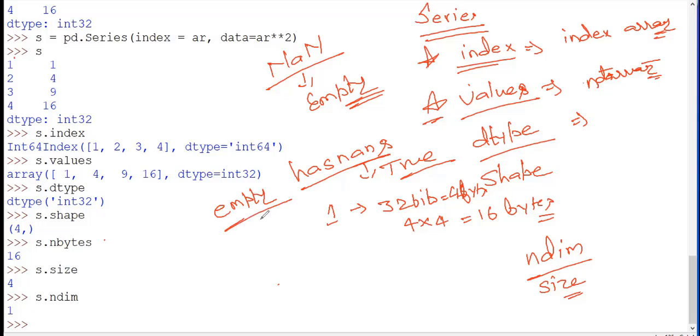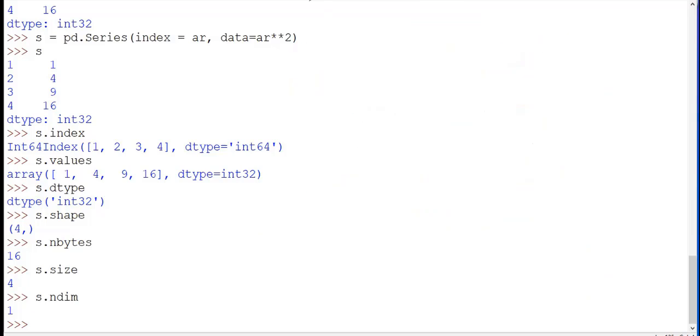So now, index, values, data type, shape, ndim, size, has nans, empty. These are the attributes of the series object. You have to understand these things. Through this you can get the internal information, and sometimes we use it for doing some calculation also.